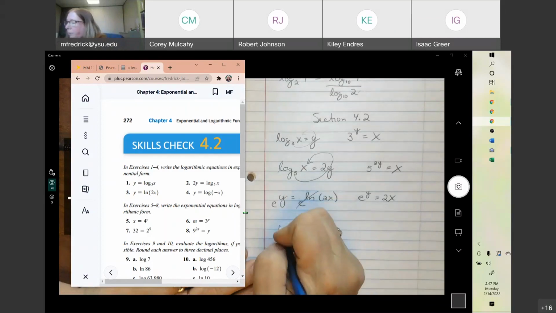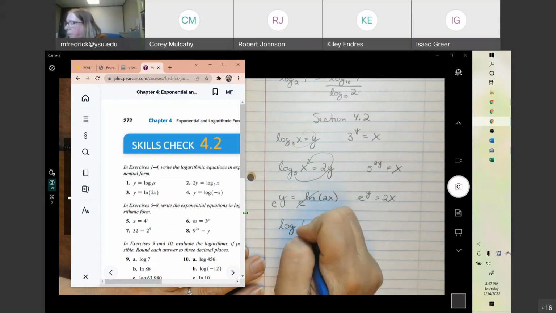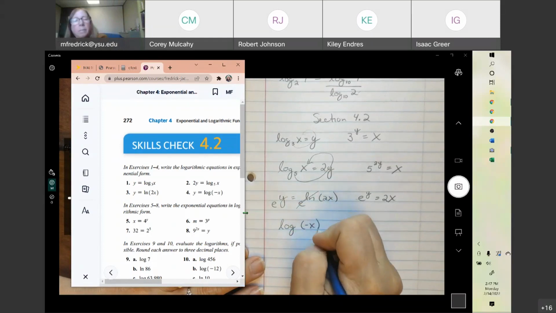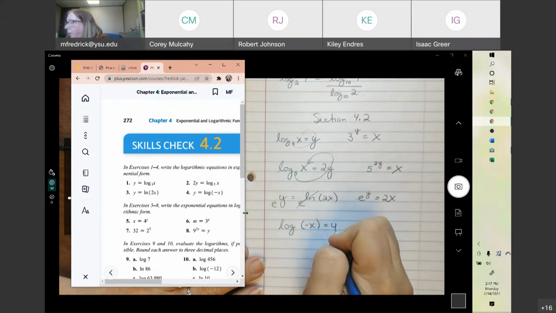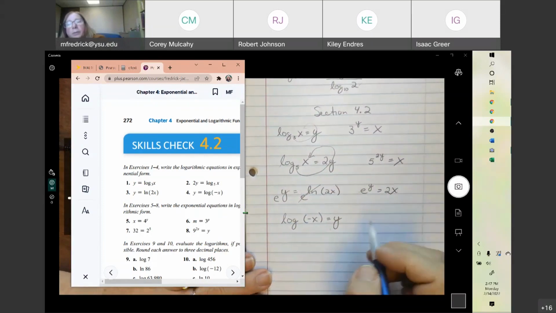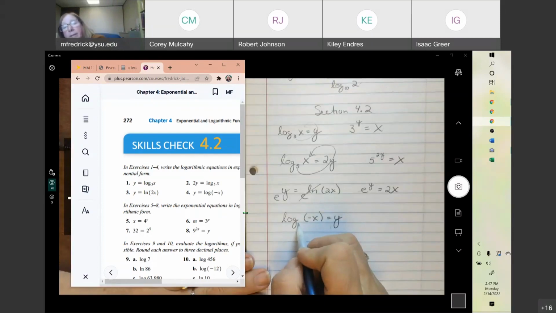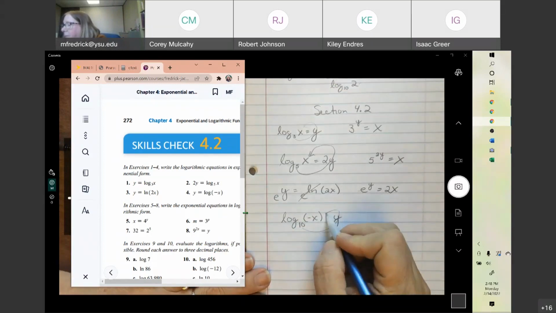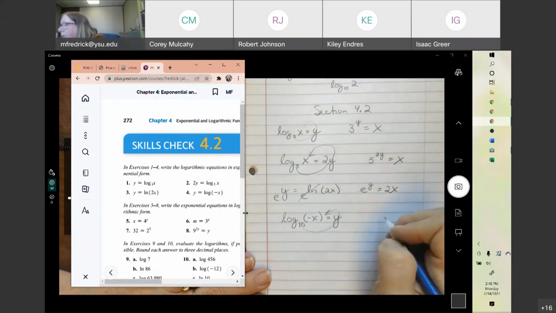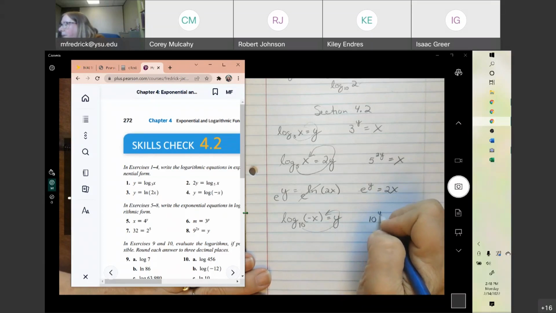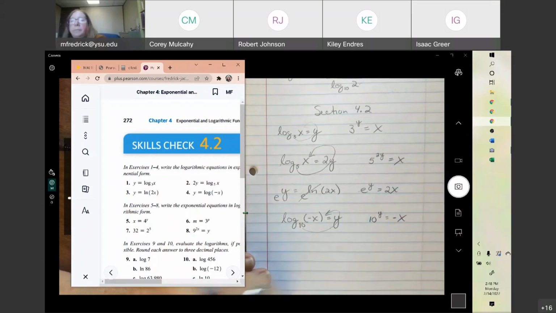Okay, the last one, log negative x equals y. Well, when there's no base, it's base 10. And then start with the base and loop around. 10 to the y equals a negative x. Any questions on that?